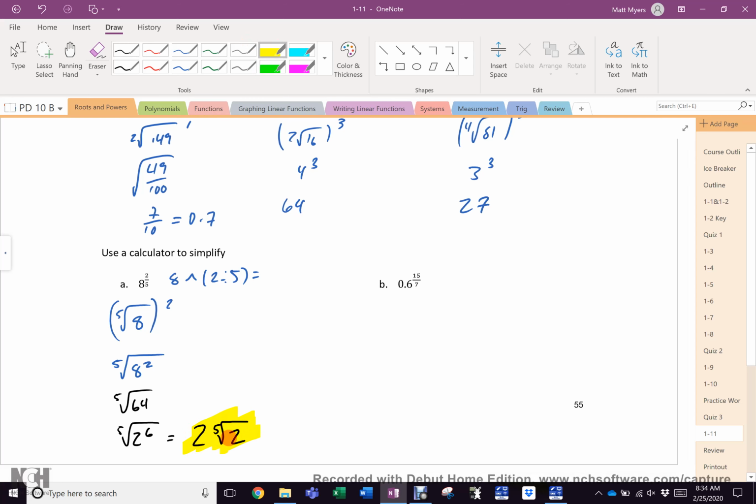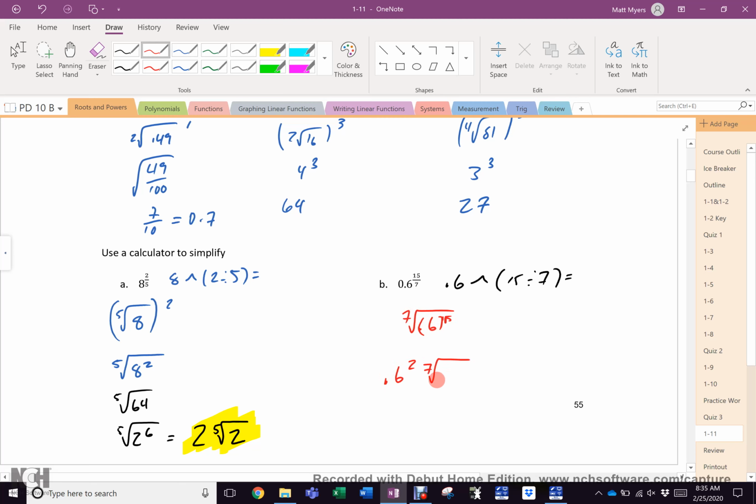Okay. Now, this one, obviously it's very easy to calculate your answer, yes? What would I punch in? 0.6, exponent button, bracket, 15 divided by 7, close brackets, equals. Yeah? Easy peasy lemon squeezy. For every class but math. In math class, that is 0.6 7th to the 15th. Right? How many groups of 7 can I get out of there if there's 15 0.6s under there? Two. So it is 0.6 squared, 7th root.